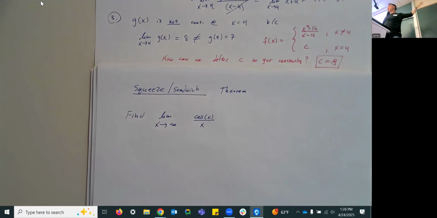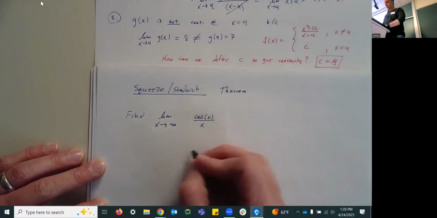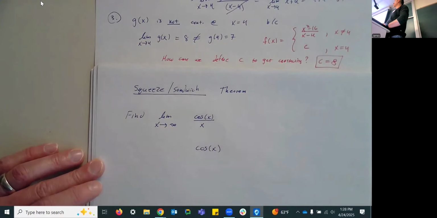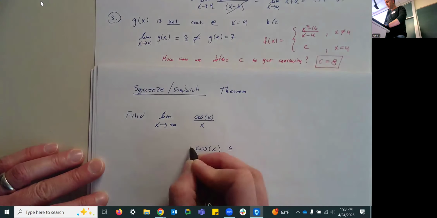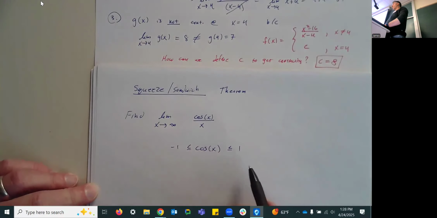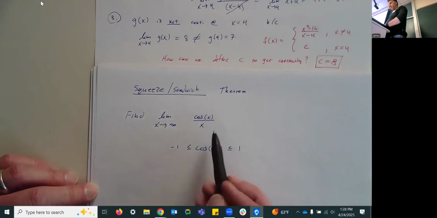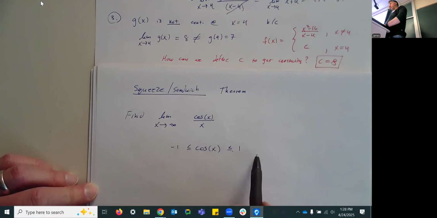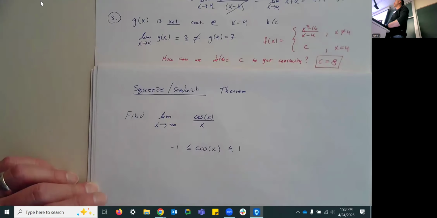We're oscillating back and forth between -1 and +1. But here's what we can do. And this is usually a technique we use, especially when cosine or sine pops up and the inside of the function is just getting larger and larger. So we can say cosine of x, no matter what x is, is between -1 and 1. And then we can divide or multiply everything by whatever we need to so that the middle part of this compound inequality looks like the thing we're trying to take the limit of.